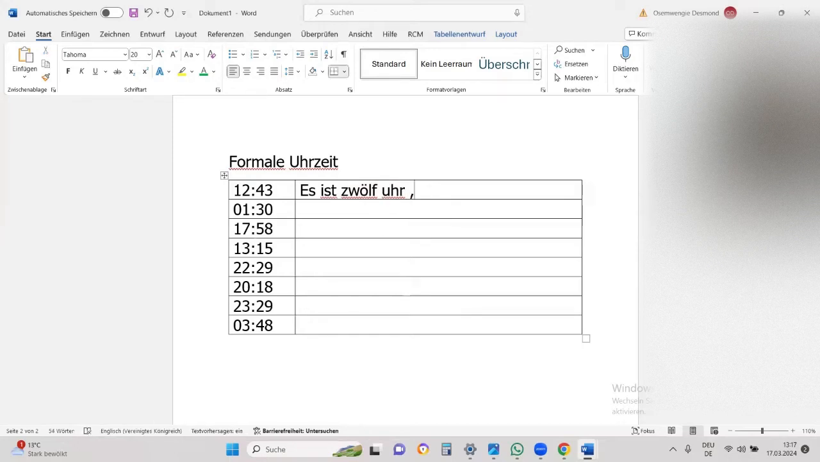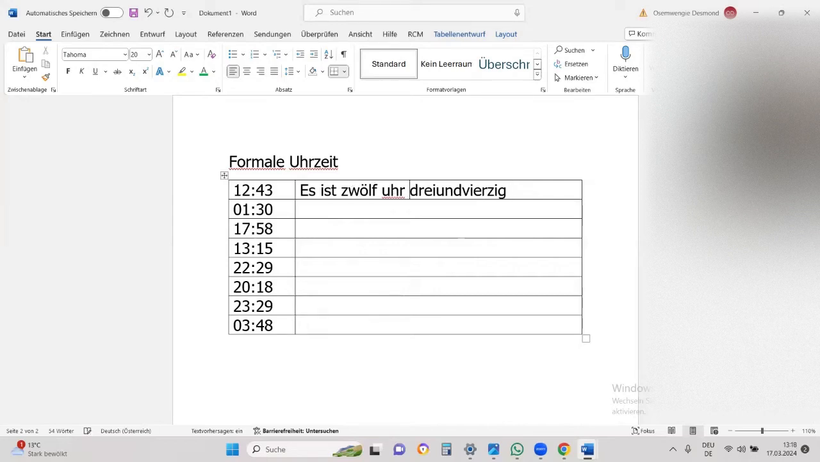Then it's 12 Uhr 43. The 43 is the minutes. But you don't say "43 minute". You don't need to put the word minute there. It's clear like this. It is 12 Uhr 43.